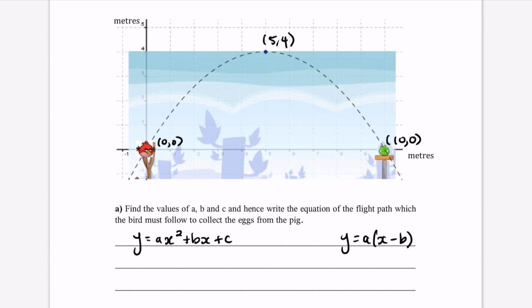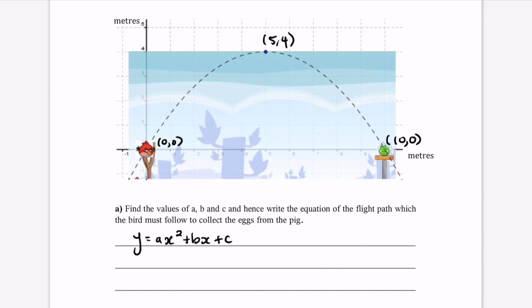I might label that differently actually, because these are not the same b and c. So if you did it like this, that's fine, but you would then need to expand it to get it into this form here. So I'm just going to use the 3 coordinates that I have to be able to find these 3 unknowns. Now, just as a quick note, when I'm writing in the black pen, that's going to be what you would write on your SAC.